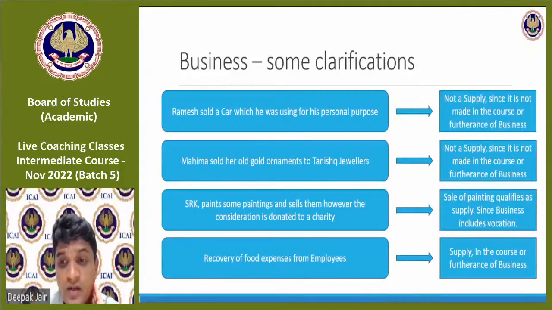Companies give food tokens for some consideration, then it is also covered under GST. Yes, even then it is covered under GST.